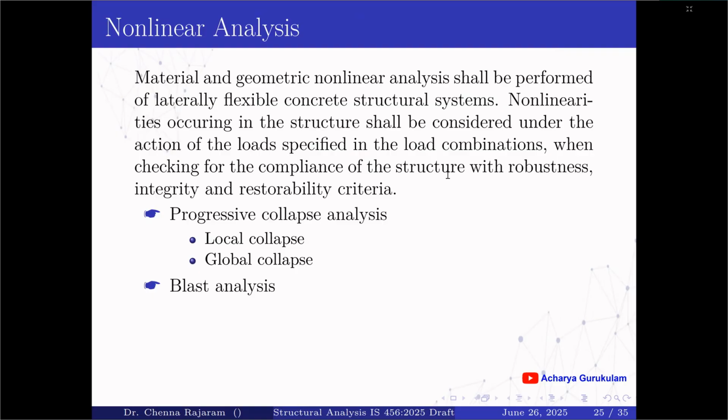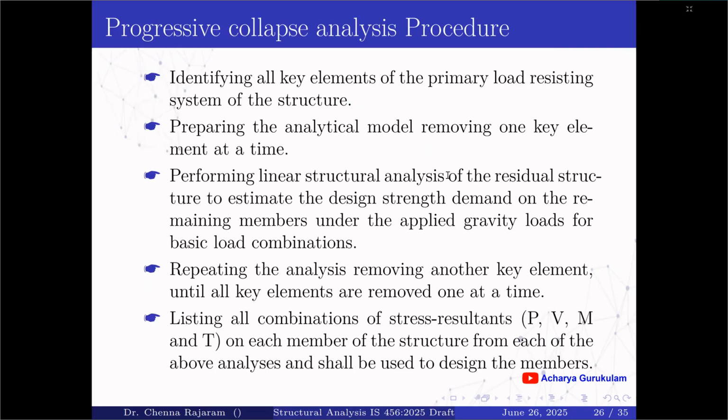Local collapse involves formation of plastic hinges of a few adjoining members, resulting in that local portion of the structure becoming unstable under the inelastic condition and unrestricted deformation under the applied loads. Global collapse involves the formation of plastic hinges of all members in the structure, resulting in the whole structure becoming unstable under the inelastic condition and unrestricted overall deformation under the applied loads. The last one is blast load analysis. For progressive collapse analysis, the procedure is as follows.